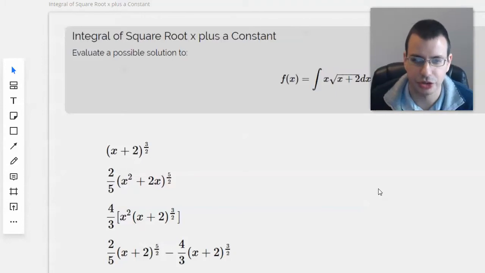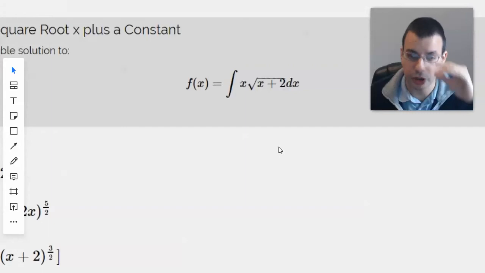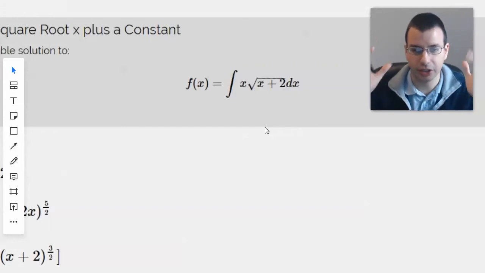Evaluate a possible solution to, all right, let's see what we got here. f of x equals x times the square root of the quantity x plus 2.